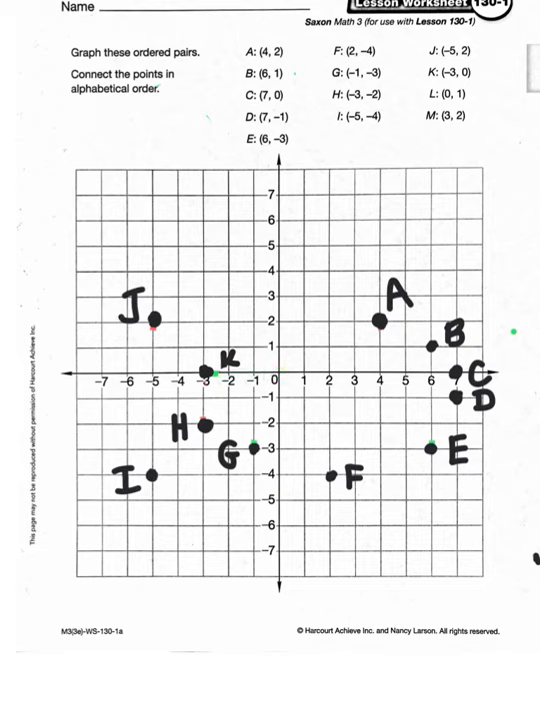Now we're on letter L. Letter L says 0, 1, x, y. Now the x coordinate says 0. We're going to start at 0, right? That's where we always start. And the x coordinate says 0. That means don't go anywhere, left or right. Just stay where you are.